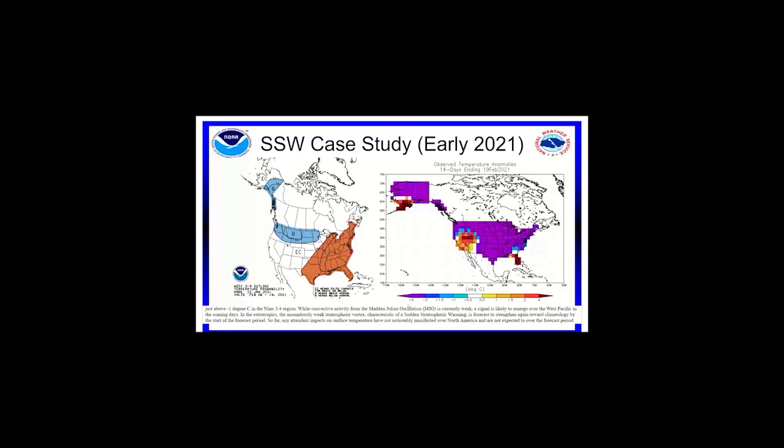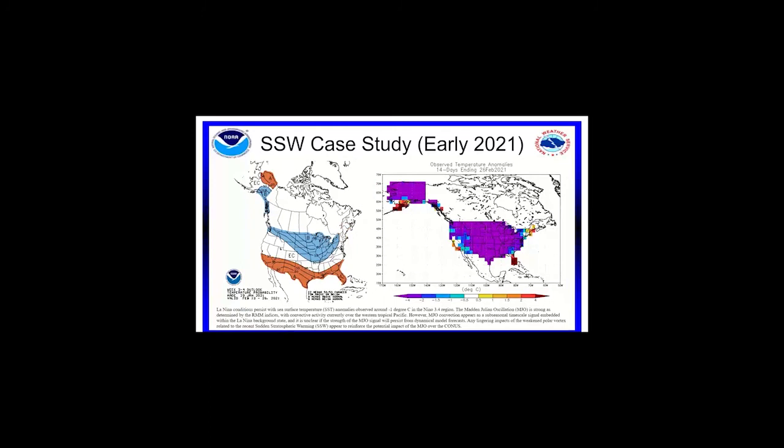MJO activity was weak at the time, but by this point, the sudden stratospheric warming wasn't really having a manifest impact over North America, and the models weren't forecasting it to, so it was sort of written off. That's interesting because in real time it says the vortex was forecast to strengthen towards climatology, and any attendant impacts on surface temperature have not been noticeable in North America and are not expected over the forecast period. So at the time, we were not attributing anything we were seeing here to stratospheric variability.